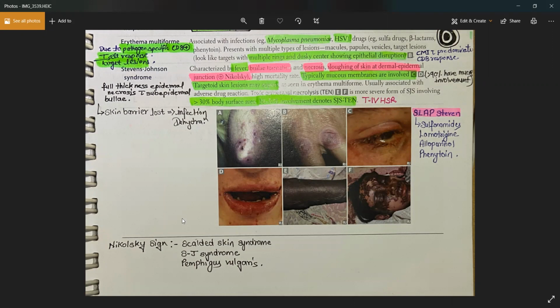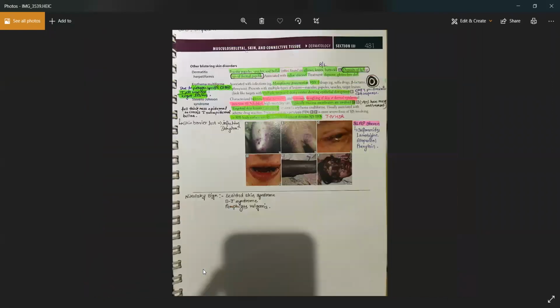So please remember, whenever you hear the word Nikolsky sign in the question stem, you will always think about these three disorders, right? Scalded skin syndrome, Stevens-Johnson syndrome, and pemphigus vulgaris. Scalded skin syndrome will always be in a child. Stevens-Johnson syndrome, a young patient who is on some kind of drug therapy, and pemphigus vulgaris will be an old patient, right? Okay, so that would be everything on this page.